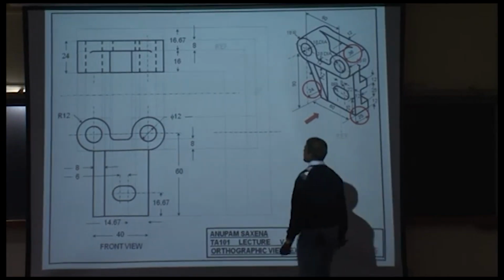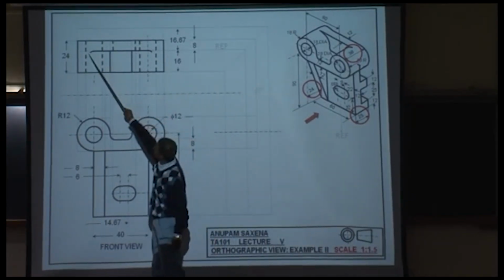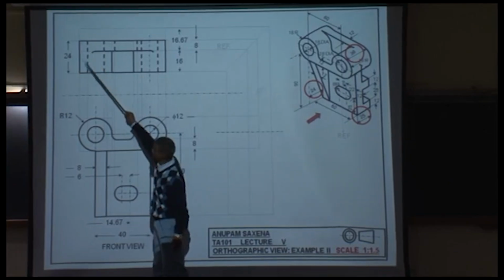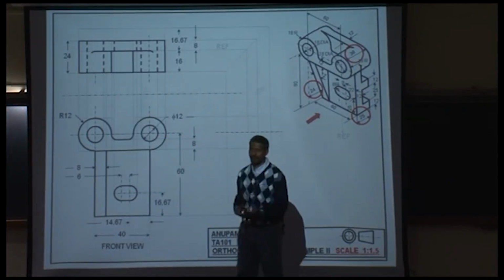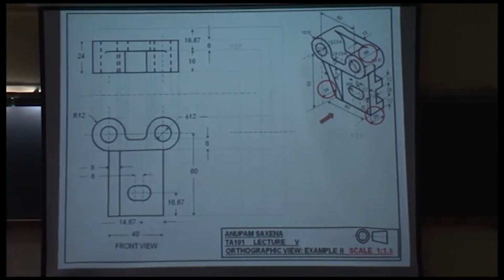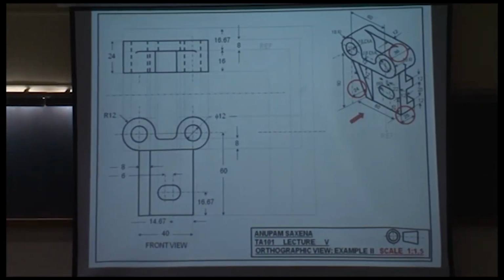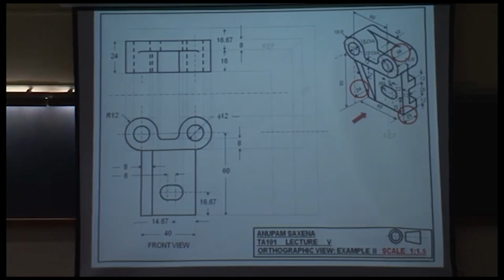So if this is your reference plane, at the bottom the rib is going to start from here, and at the top it's going to come here. Right? And since the rib is hidden behind the circular or cylindrical feature in the top view, it will be shown using hidden lines.